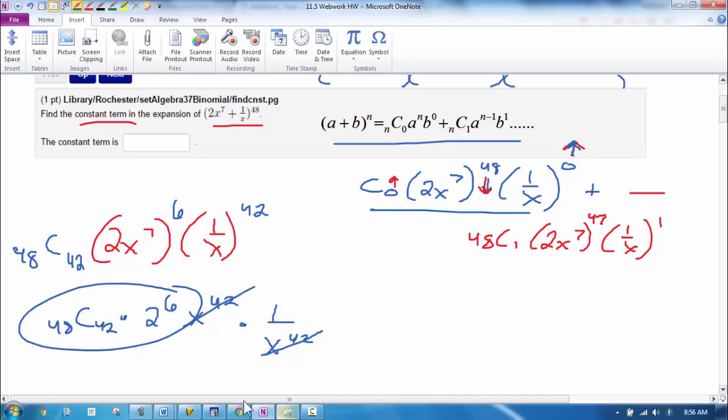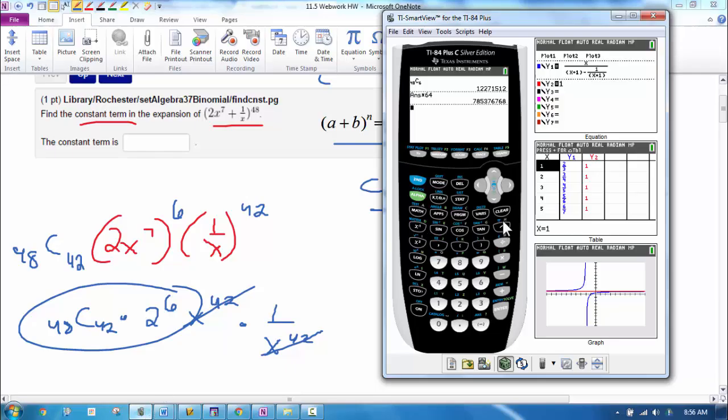So I'm going to pull out the calculator, and I'm going to do 48 math, probability, nCr, 42. That gives me this really big number. I need to multiply that by 2 to the 6th power, which is really just 64. That gives me this number. So there's my answer.